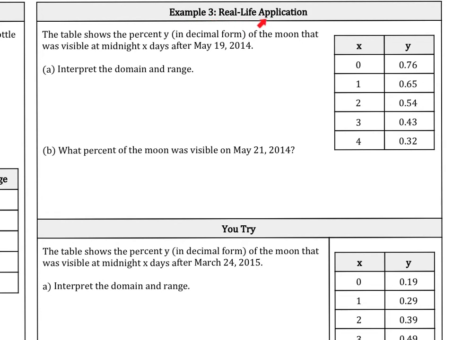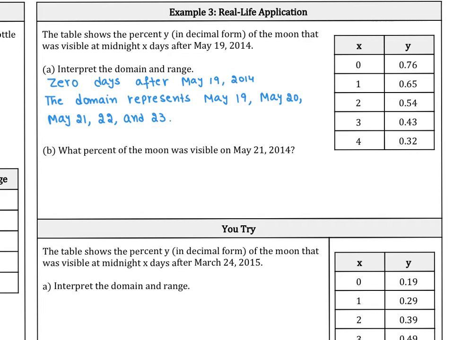Example number 3, real life application. The table shows the percent y in decimal form of the moon that was visible at midnight x days after May 19, 2014. A. Interpret the domain and range.